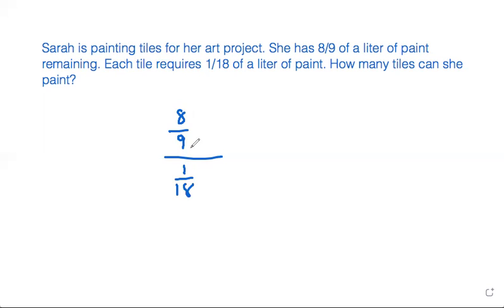To simplify this fraction, because we have fractions, when you're dividing fractions, you use the rule of keep, change, flip. So you're keeping the top fraction, you change the division into multiplication, and you flip the bottom fraction to 18/1. So now once we've simplified, we can multiply straight across. 18 times 8 is 144. 9 times 1 is 9. And when we do 144 divided by 9, we get 16.